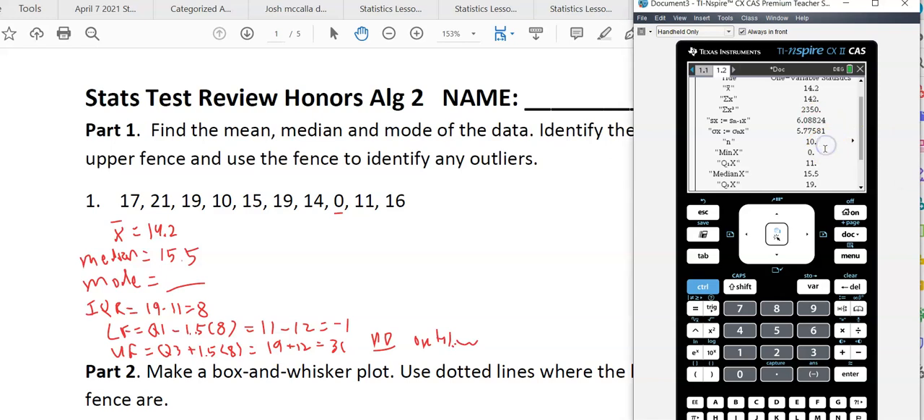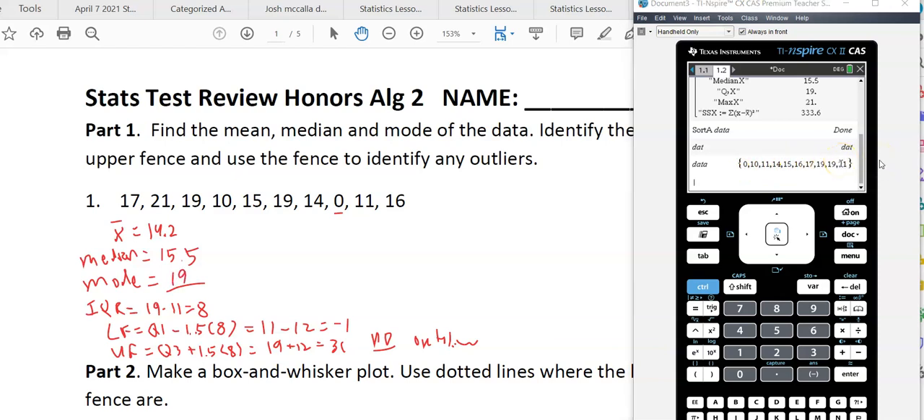I can, if I want to, sort A of data. I can even type data. Whoops. It'll list it out for me instead of looking back at the other page. And it's all in order. Is there any? 19. So 19 is the mode. You can just see it easier when they're put in order. Because I could have seen it from there, but it's just easier to spot.